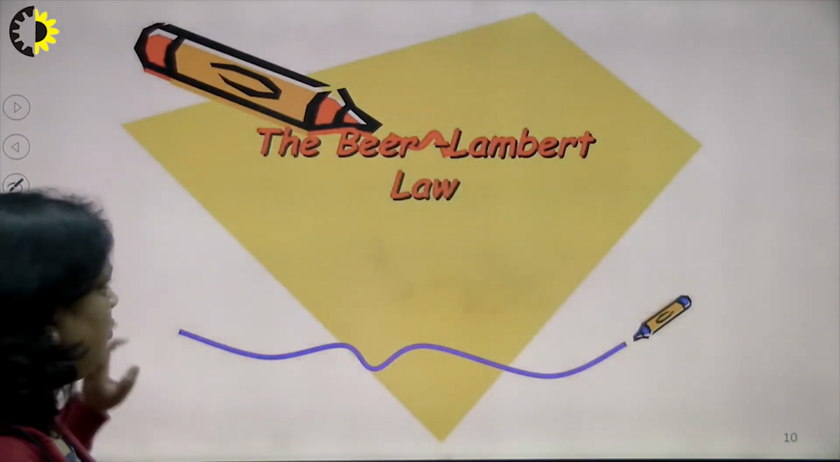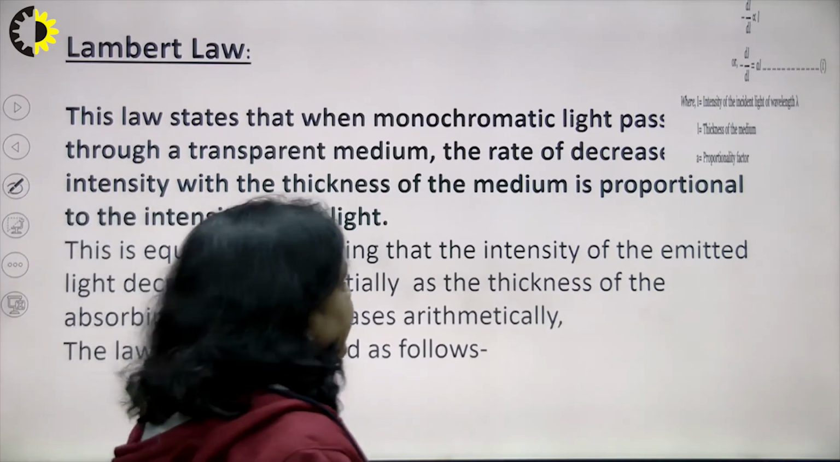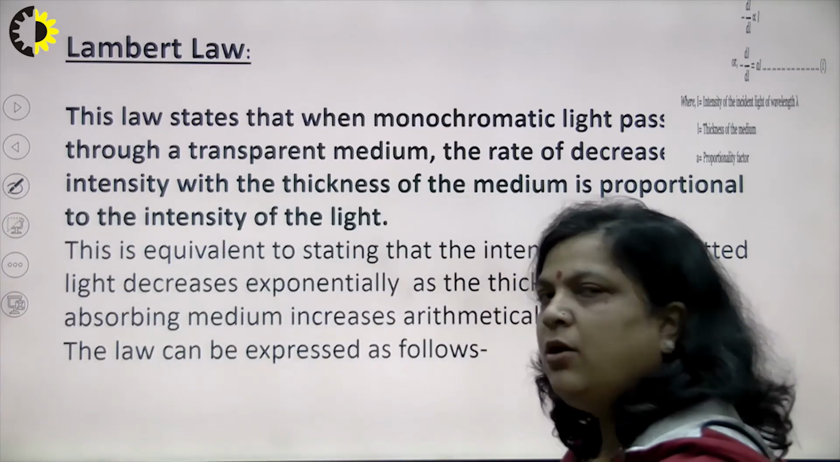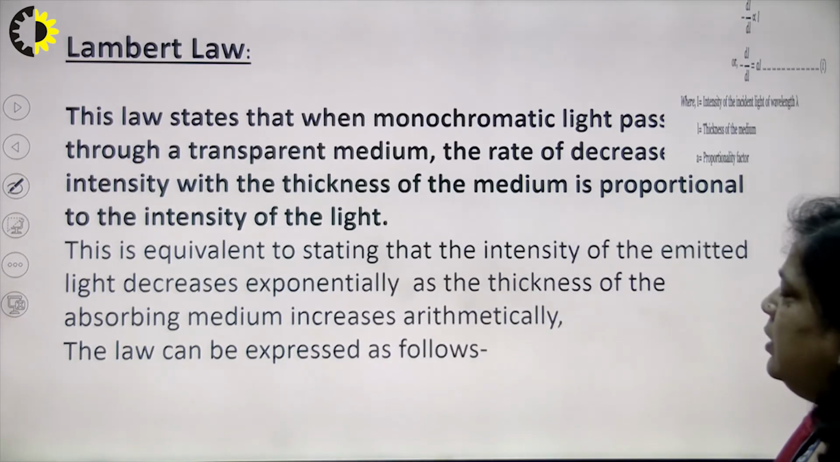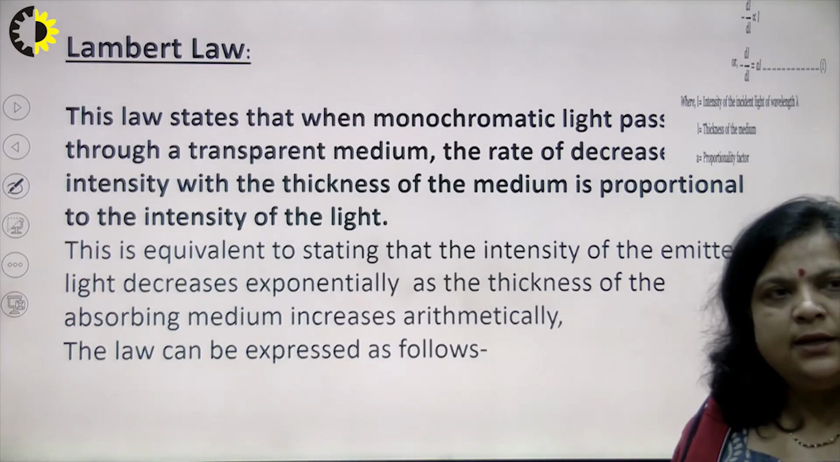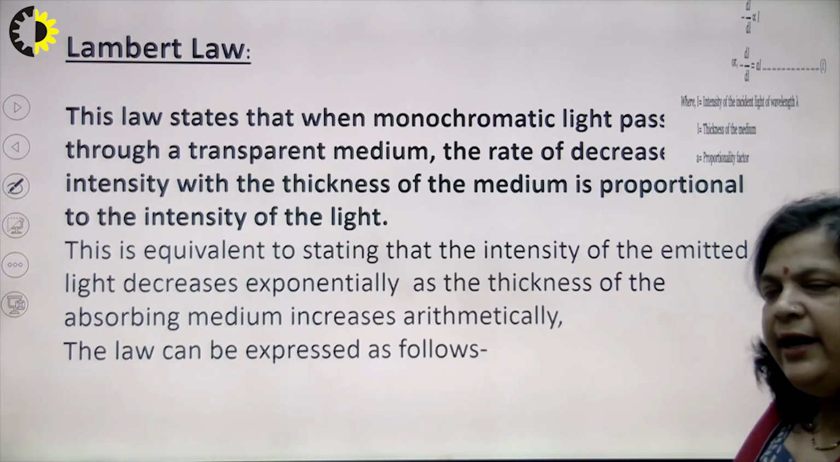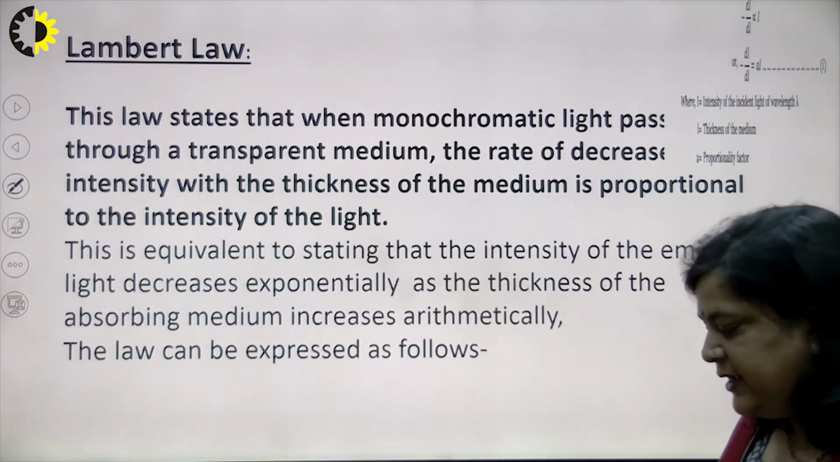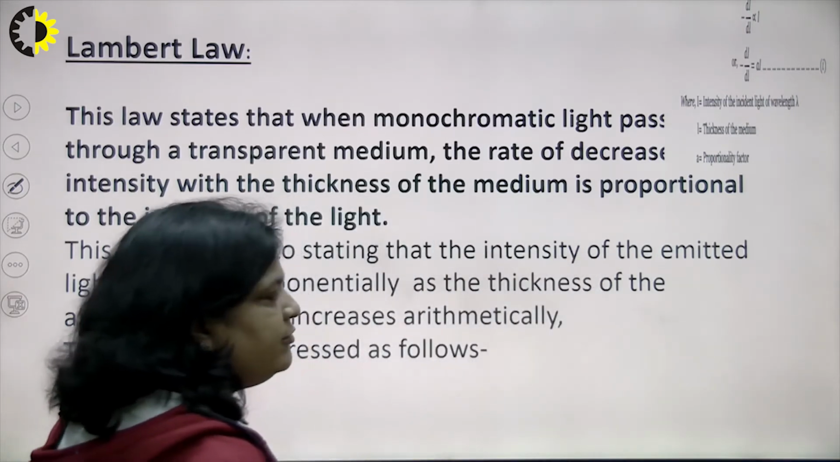Beer-Lambert's law, which is basically the combined form of Lambert's law and Beer's law. First we take Beer's law. This law states, when monochromatic light passes through a transparent medium, the rate of decrease of intensity with thickness of the medium is proportional to the intensity of the light.